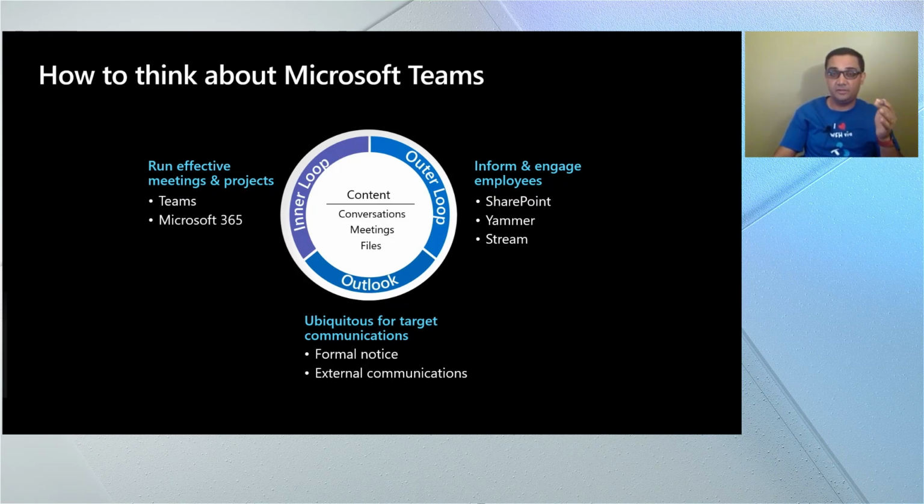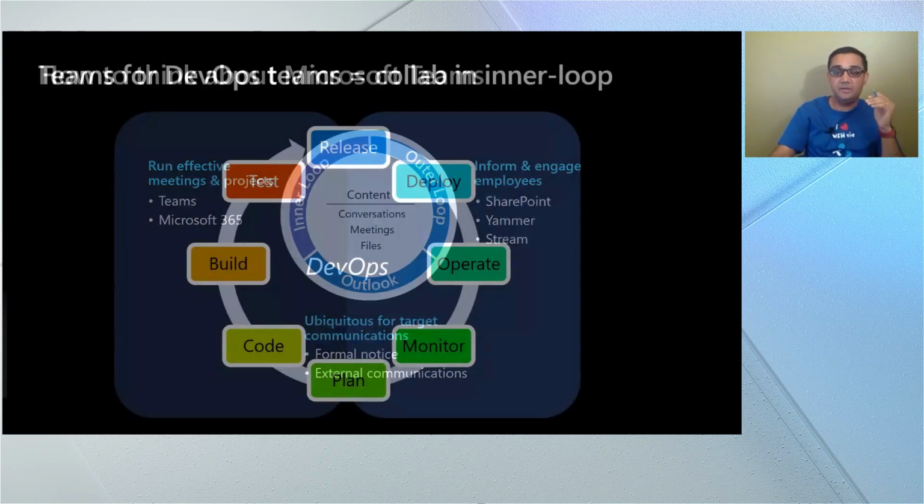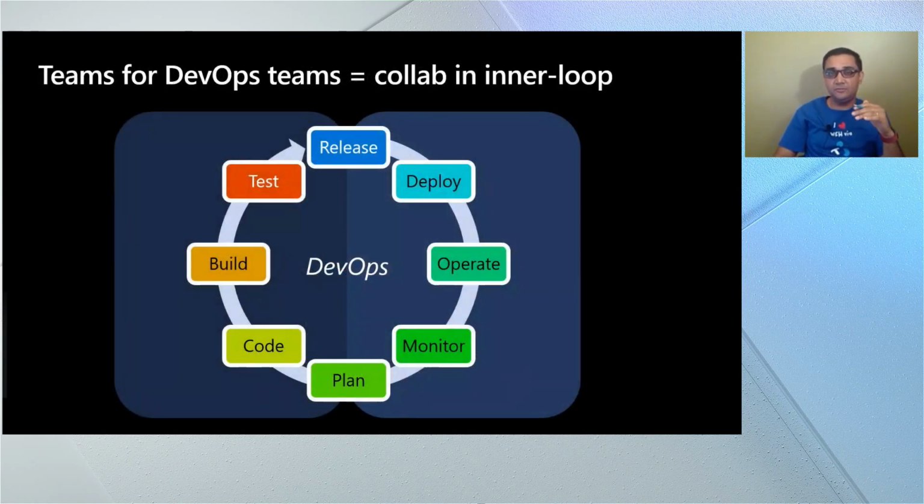Teams is great for your inner loop. Here's what I mean by the inner loop. Think about all the things you do while building software. Start from planning, all the discussions you have around code and builds happening, tests running, then releasing it, and then all the ops stuff kicks in, all the discussions and collaboration that happens on deployments, operating your service, and then monitoring it, and you do this over and over again. Teams is great for this, and I'll show you how you can set up Teams so you can do all of these things inside Teams and benefit from it.